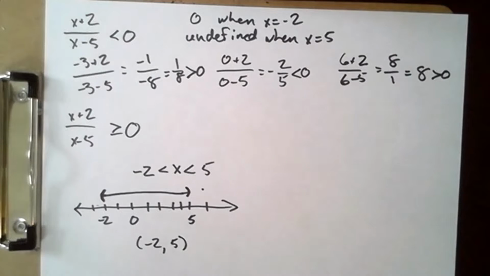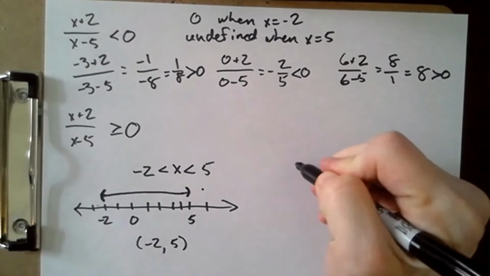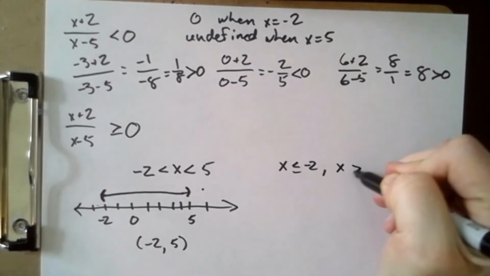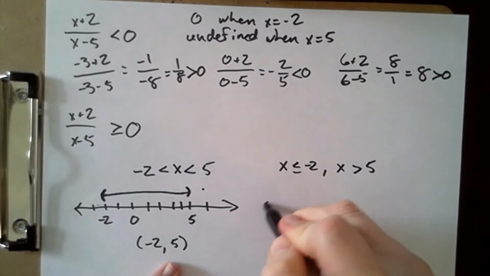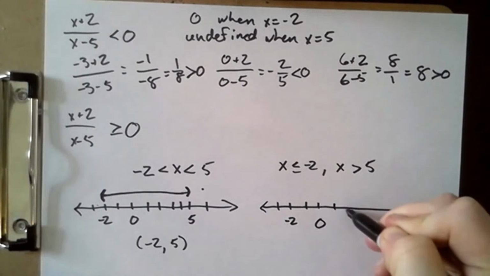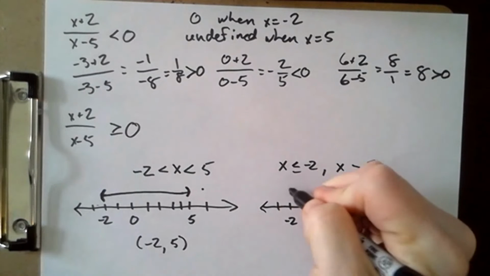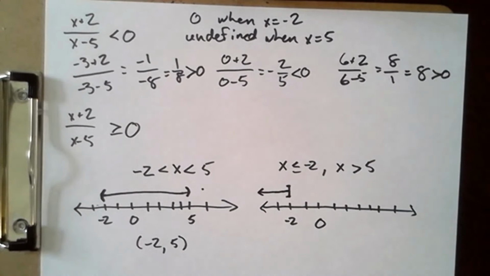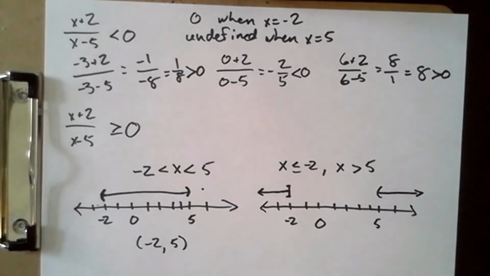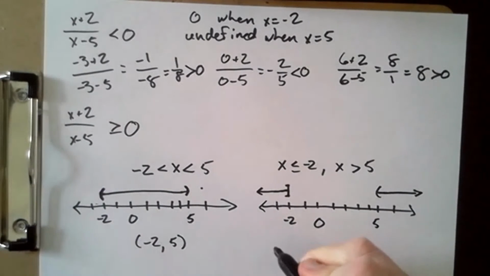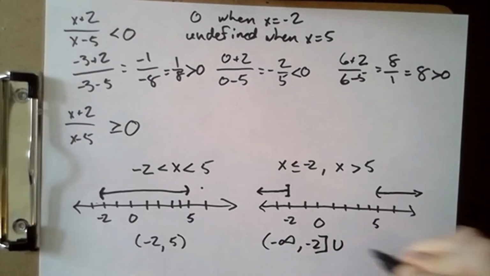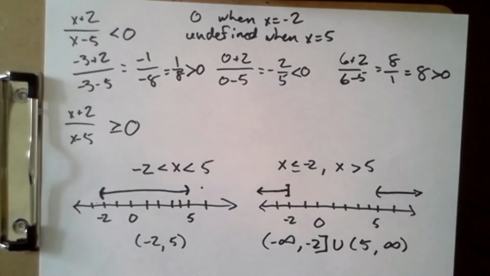Okay, for the second problem, x plus 2 over x minus 5 is greater than or equal to 0. We get x is less than or equal to -2, and x is greater than 5 are both parts of this solution. If we draw it on the number line, this is closed at -2 because -2 is part of the solution. And here is 5 right here. It's open at 5 because 5 itself is not part of the solution. And finally, we get our intervals -∞ to -2, union 5 to +∞.